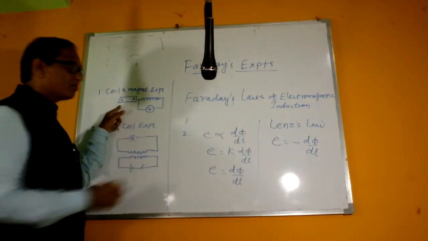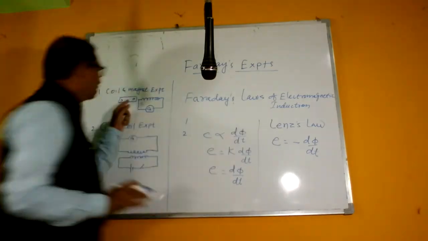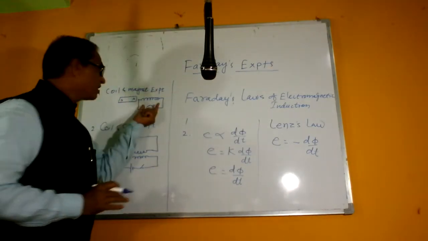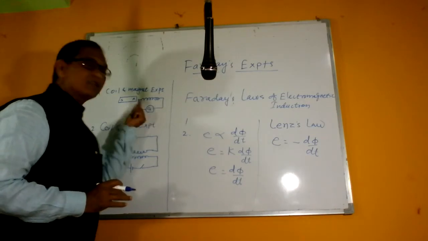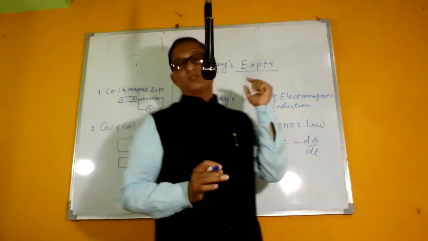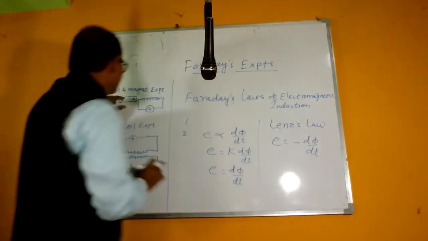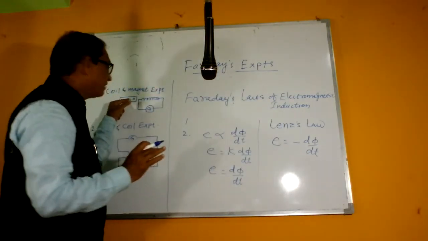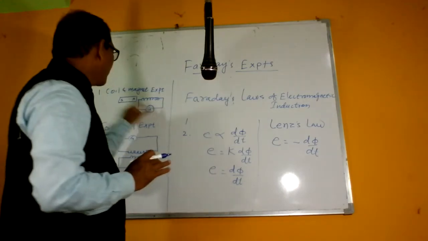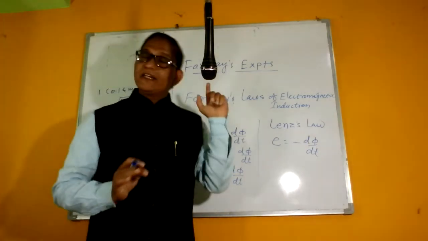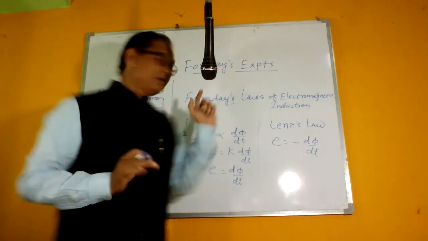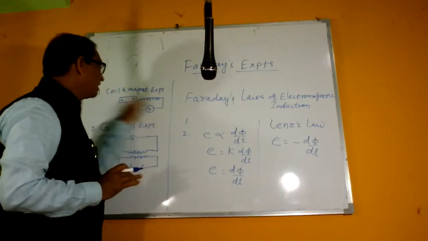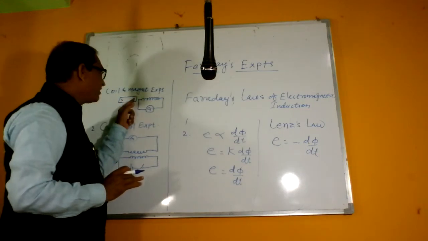You can take the coil and magnet experiment to explain Lenz's law. Now, we have a magnet placed near a coil, and the two terminals of the coil are connected to the galvanometer. If we keep the magnet stationary, with no relative motion between the coil and the magnet, we will not find any deflection in the galvanometer.